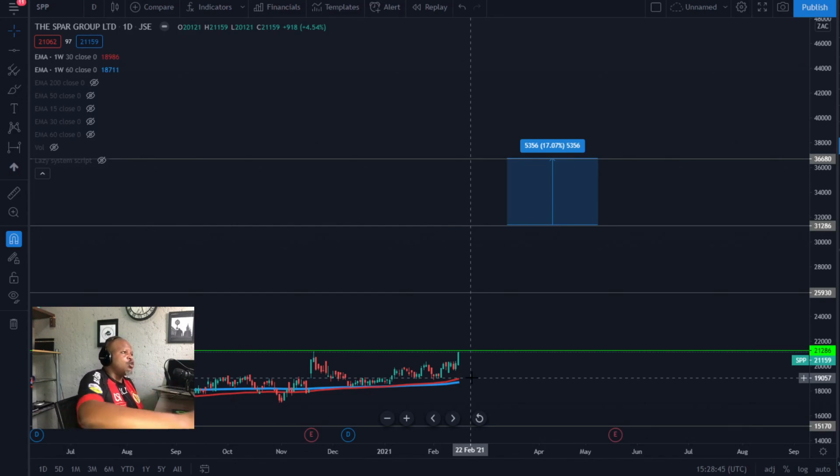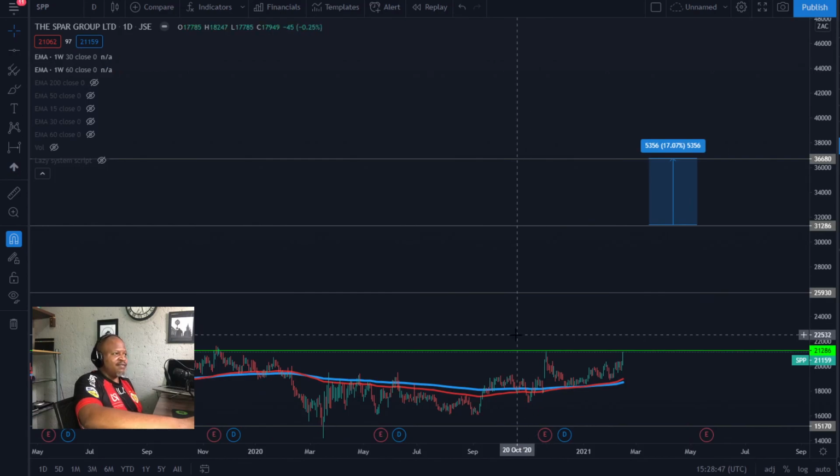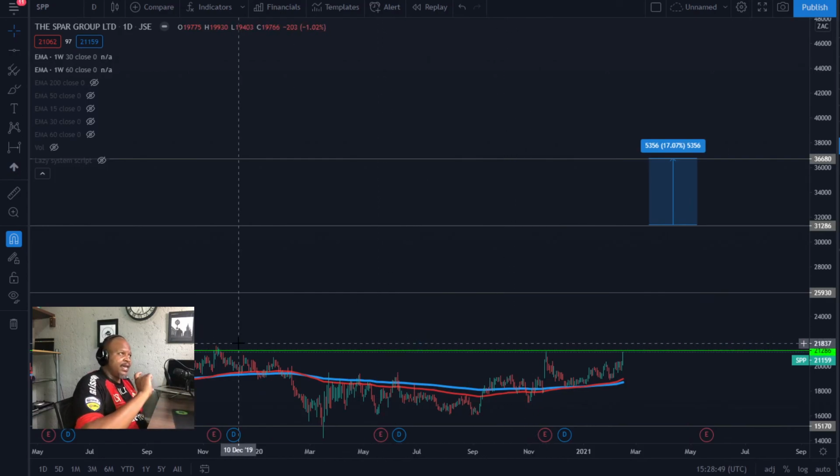So another thing that I'm looking to investigate is, I'll have my boxes on the weekly chart, but also look for boxes on the daily chart to see if I can spot some opportunities there.